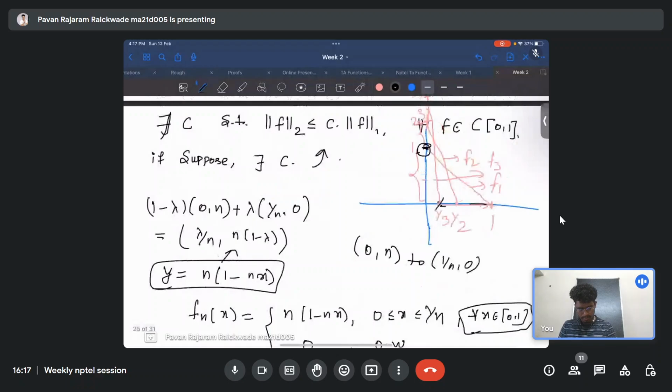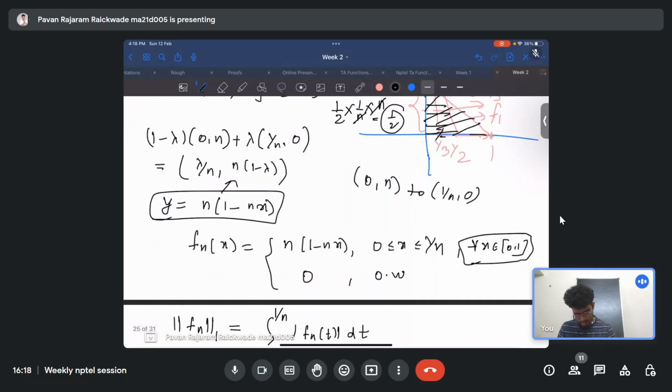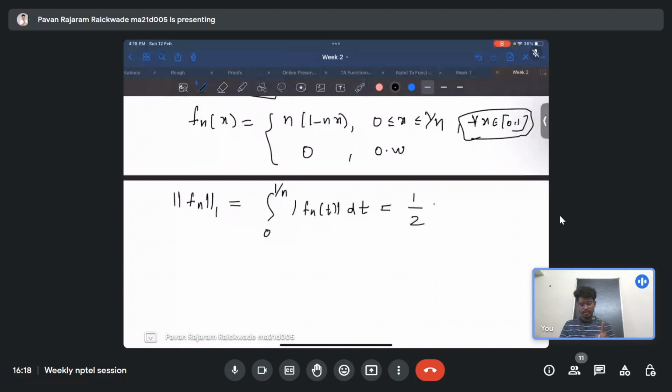If you observe carefully, each of these functions makes a triangular shape from 0 to 1 by n. See this shape for f2, this. What will be the area? Half times base. For every triangle, the base is 1 by n and the height will be n, right? So what is this? Half. Which means norm fn1 is equal to half for all n belonging to the natural numbers, right?